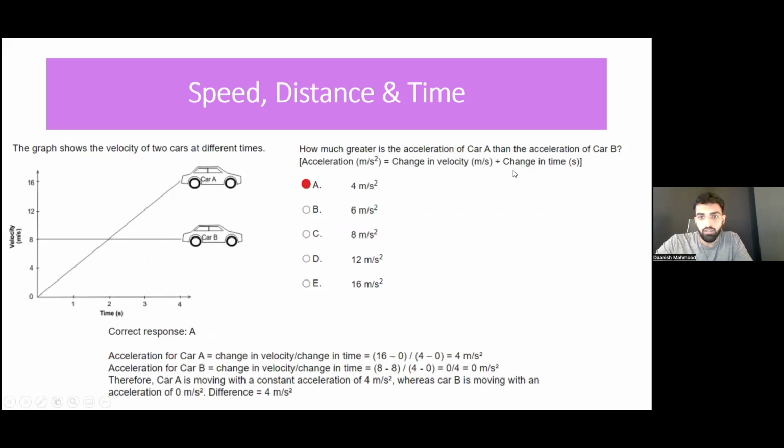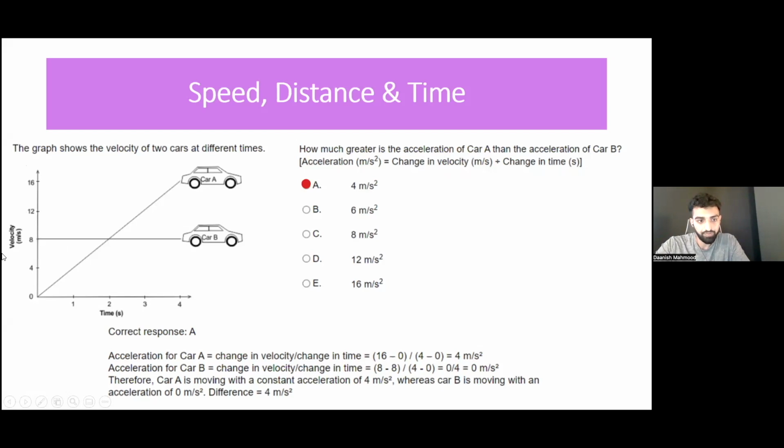So you know that the formula for acceleration is change in velocity divided by change in time, right? So car A and car B is what you're trying to calculate. How much greater is the acceleration of car A than acceleration of car B? So you're basically comparing them both. Car A starts at 0 meters per second, and it increases to 16. So at the top of this equation, you have 16, and it's done this in 4 seconds. So you can see along the x-axis, it's 4 seconds, 16 divided by 4 is 4.